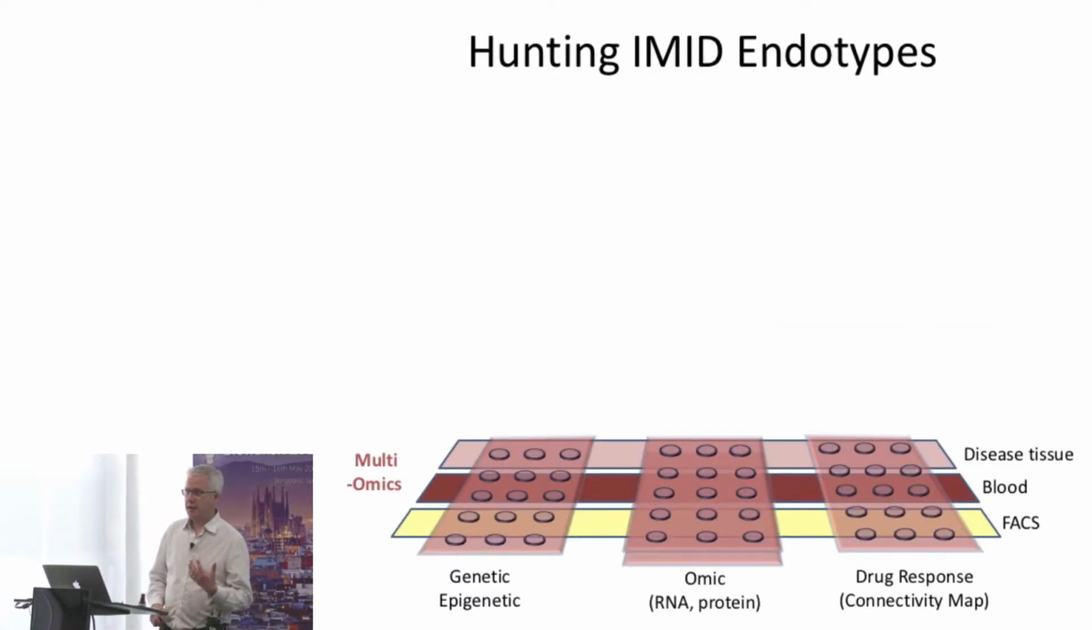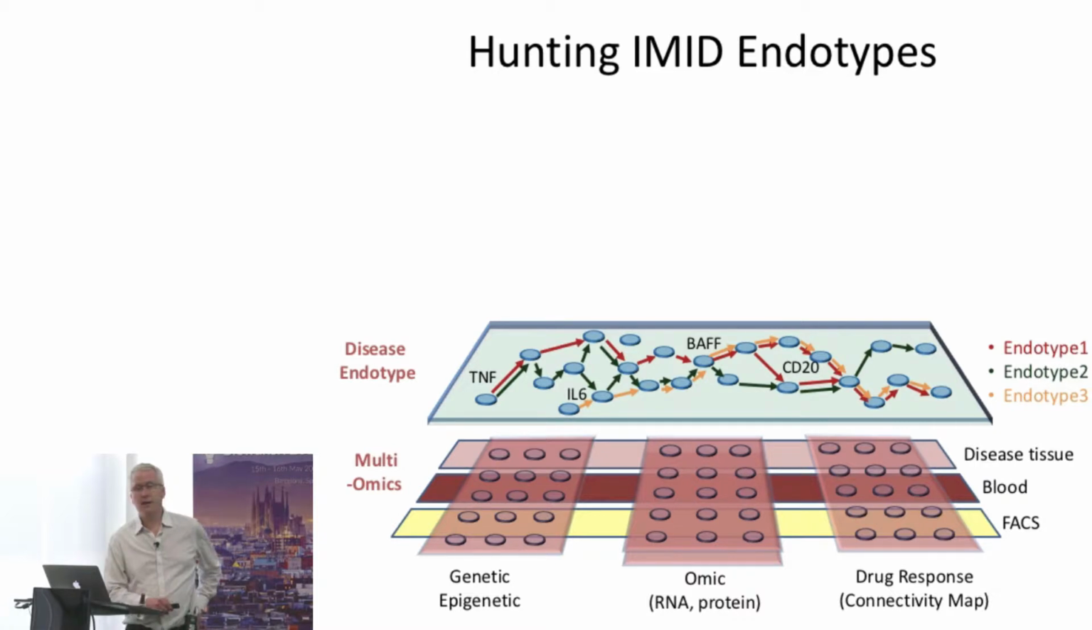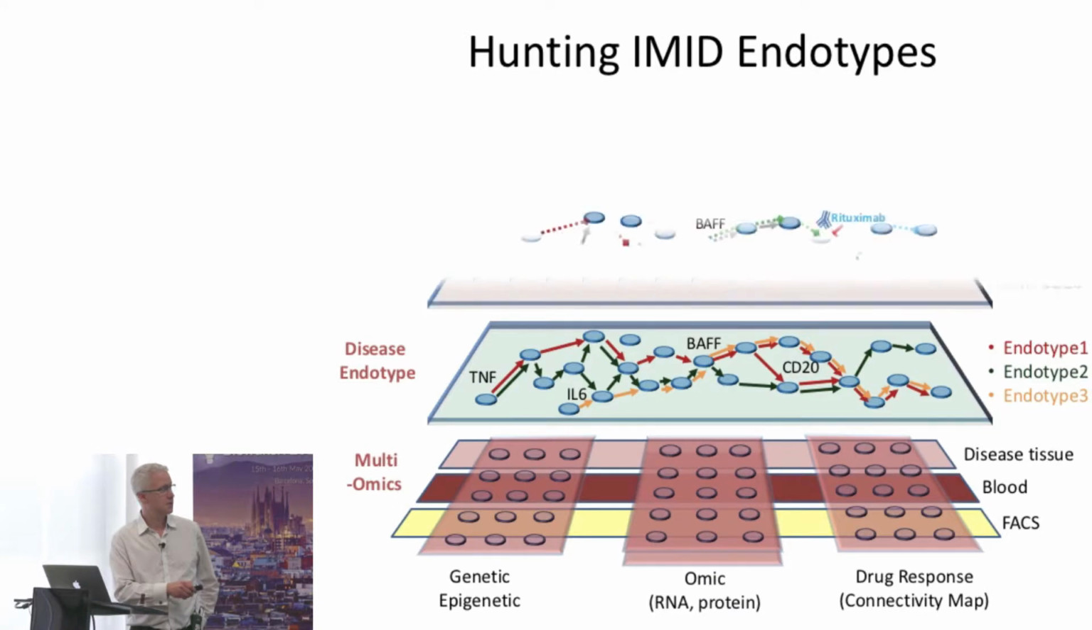Regarding hunting endotypes, RA is probably more advanced than some of the other IMiDs. We're studying these IMiDs from the ground up, doing lots of multi-omics, genetic studies, epigenetics, transcriptomics, protein, looking at drug response and connectivity map across a range of tissues, and also using flow cytometry. First, we're trying to identify disease endotypes, which is basically what molecular changes are caused by the disease, based on a change of omic perturbations.